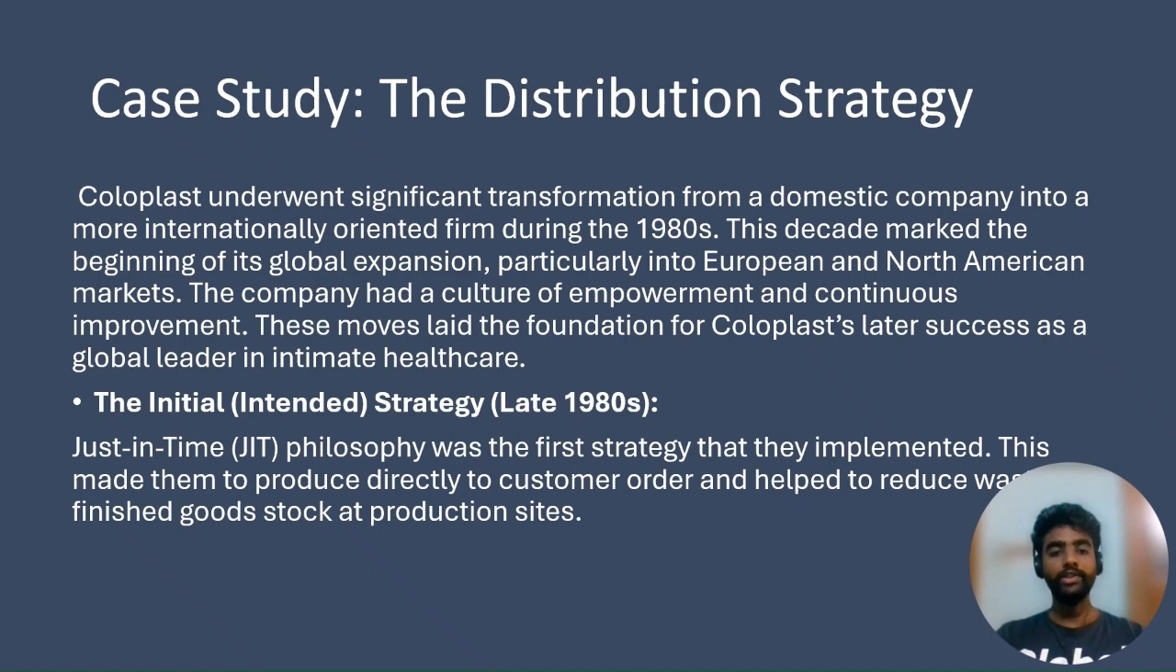and North American giants. The initial strategy that they adopted during that time was the just in time or JIT philosophy, which helped them to produce directly to customer order. No finished goods or stock were seen at the production site, which helped them to reduce waste. So that's it from this section. The next section would be taken by Nitin.